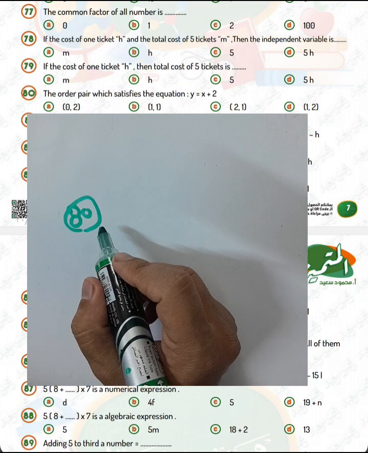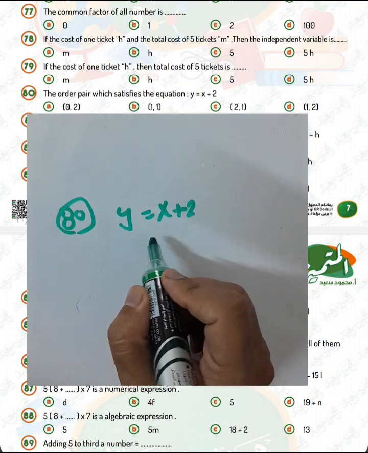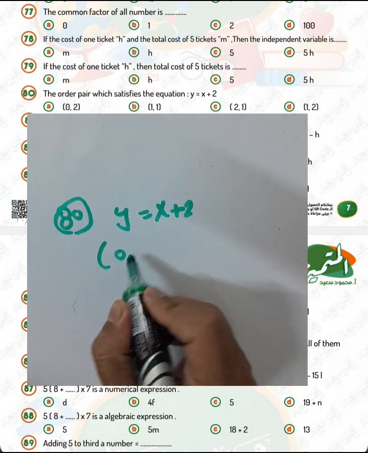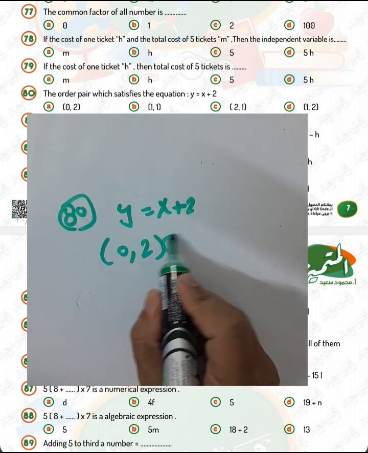Here, the ordered pair which satisfies the equation y equals x plus 2. Which ordered pair can satisfy this? If we put x equals 0, then y will be 2, since 0 plus 2 equals 2. Then you must choose letter A.